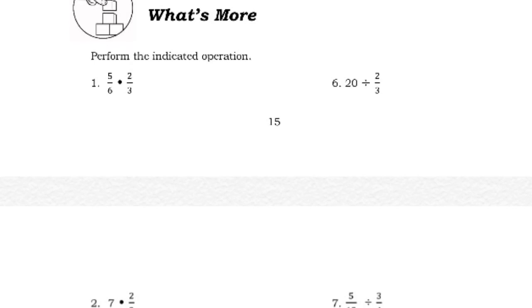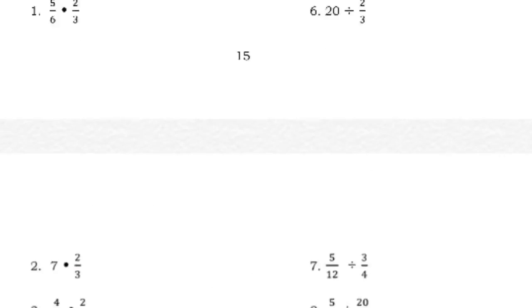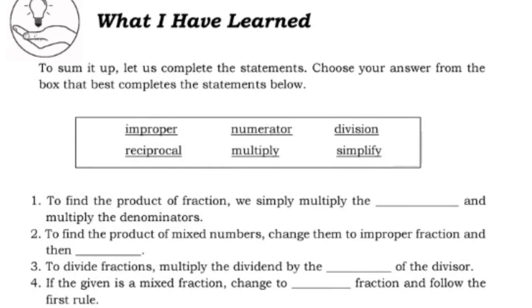Next is what's more. You have there 10 items. This is an application of what you have learned on multiplication and division of fractions. Then what I have learned: you have there 4 items. Just select your answers from the items inside the box.